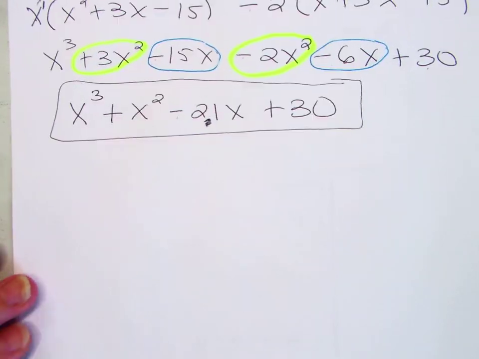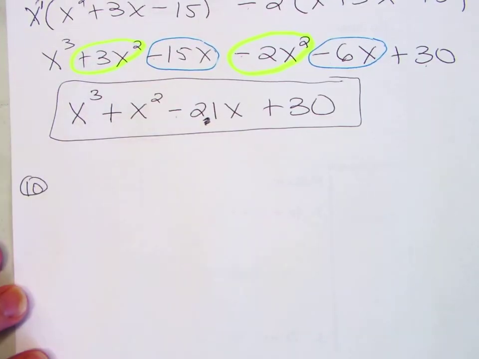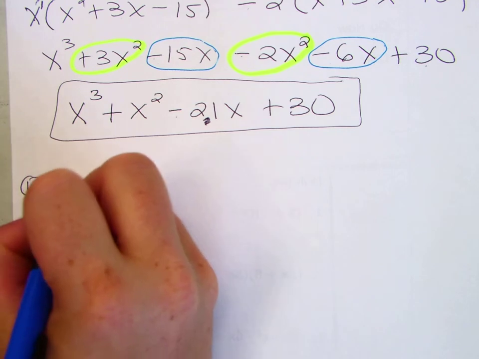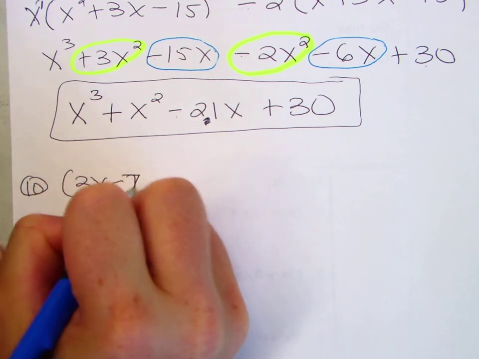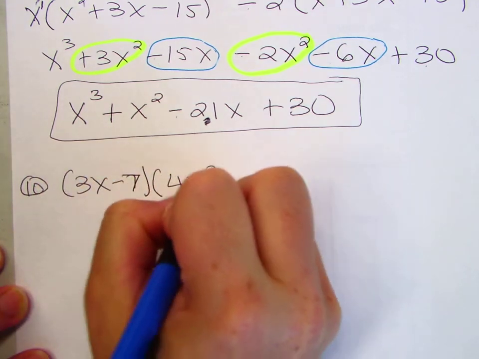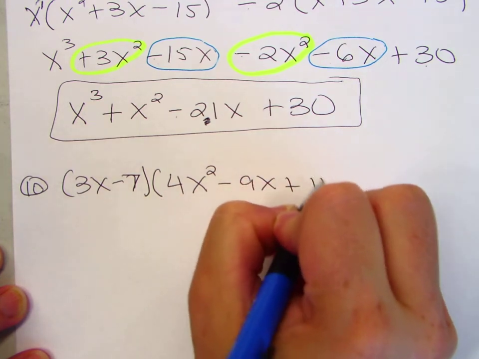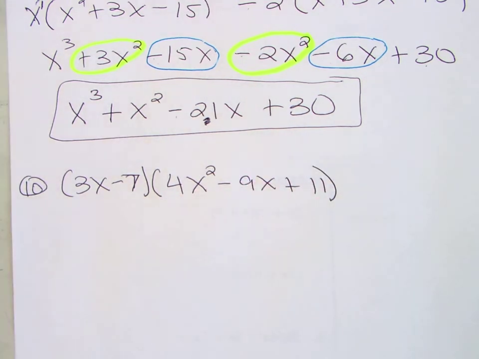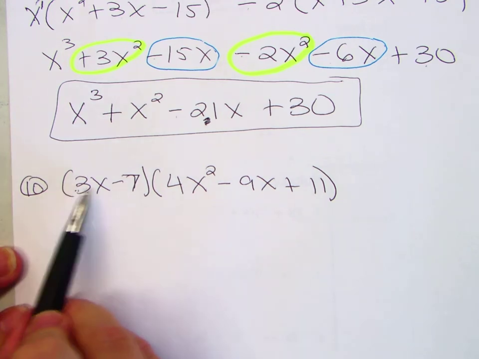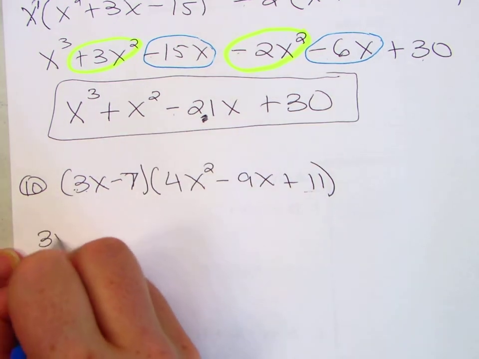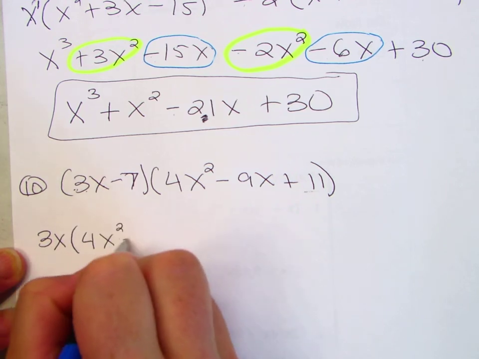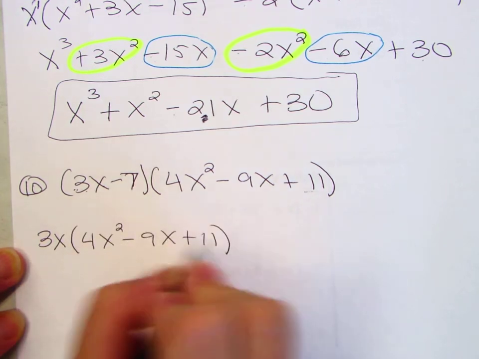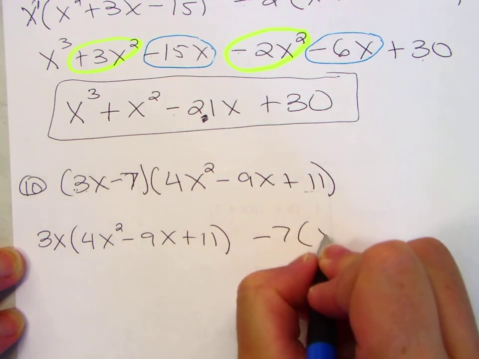All right. Last one like this, number 10. 3x minus 7 times 4x squared minus 9x plus 11. Again, pause the video. Try it on your own. Math is not a spectator sport. No matter how much football I watch, I cannot throw a football. You have to practice. 3x times the trinomial. Minus 7 times the trinomial.